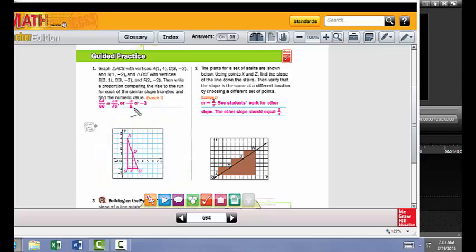Problem number 2. Plans for a set of stairs are shown below using points X and Y. So let's use those two first, right here to right here. From X to Y, that's one step. We're going to have a rise of 2, and our run is going to be from here to here. That's 3. So our rise to run is 2/3. So we can see that they came up with a slope of 2/3 as well.